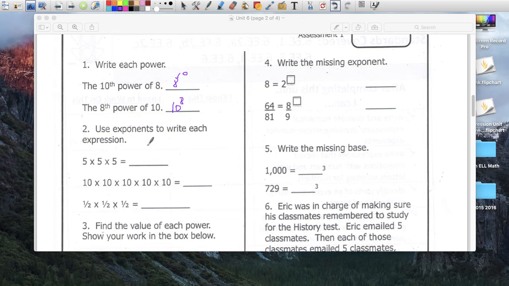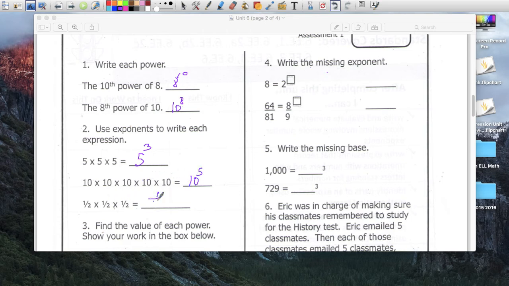Use exponents to write each expression. Okay, 5 to the third. Okay, please stop thinking that 5 to the third is 15. It's not. It's 5 times 5 times 5, which is going to be 125. Okay, 10 times 10 times 10 times 10 times 10 is 10 to the fifth.